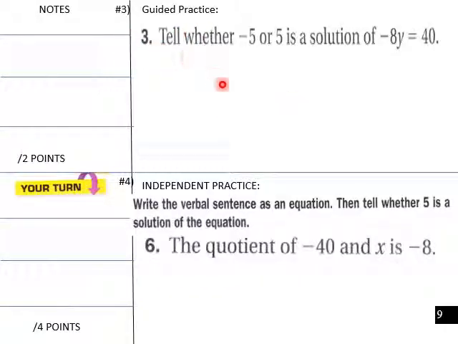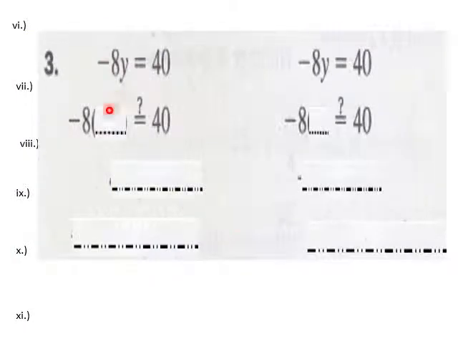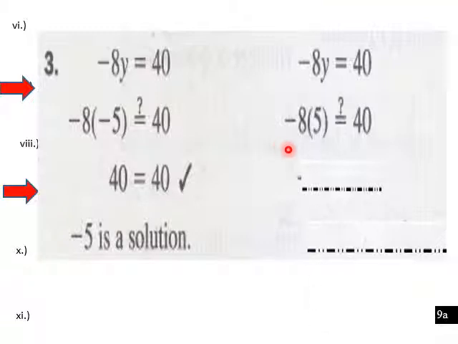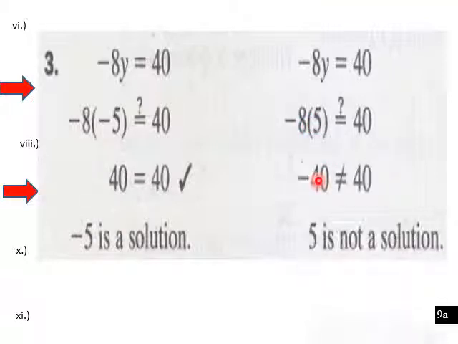Okay, for our next guided practice, students, we're going to do this now. This is yours independently. Okay, so negative 8y equals 40. How would we do this here now? Negative 8y for negative 5, does that equal 40? Yes, 40 equals 40, so negative 5 will be a solution. What about over here, a positive 5? Does negative 8 times positive 5 equal 40? No, it's negative 40. So 5 would not be a solution for this equation here.